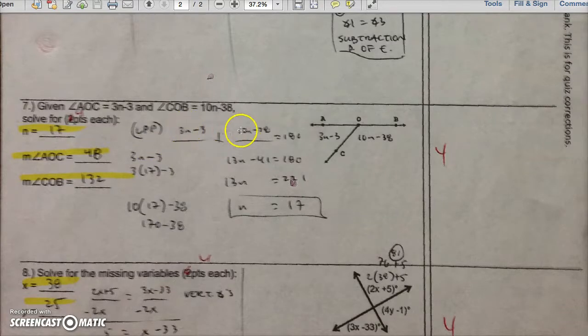You just add 3 plus 10, which gives us 13, and negative 3 and negative 38 gives us negative 41. To move it across the equal sign, you do the inverse or opposite. So the opposite of negative 41 is positive 41, which gives you 221. Then divide by 13, and you get n equals 17. If you take n equals 17, then you can just substitute it and find your angle measures, 48 and 132. Some of you need to improve in showing your work.